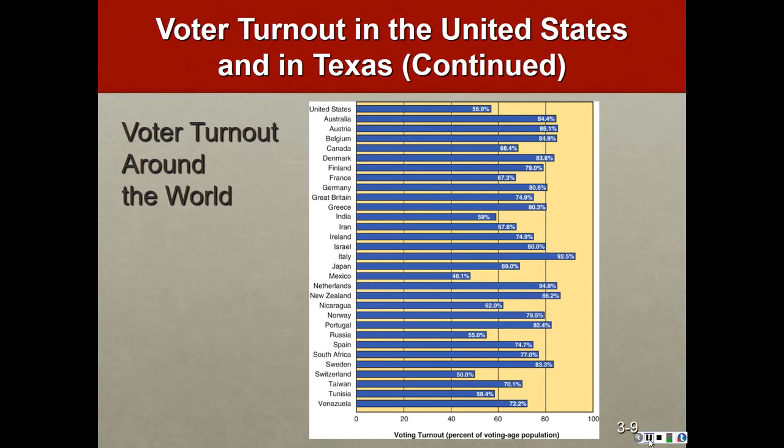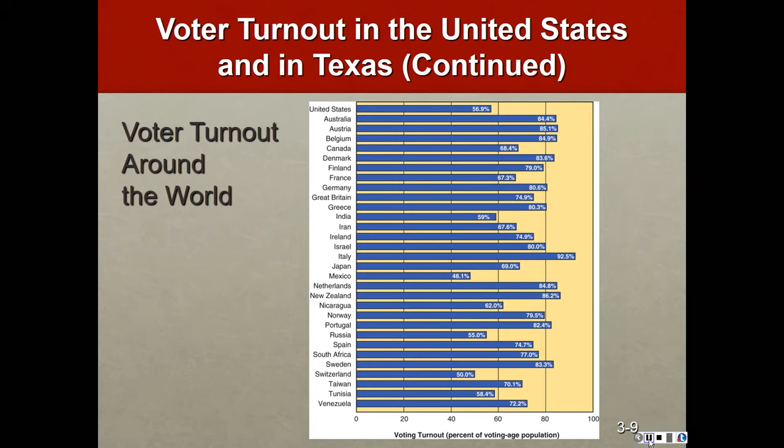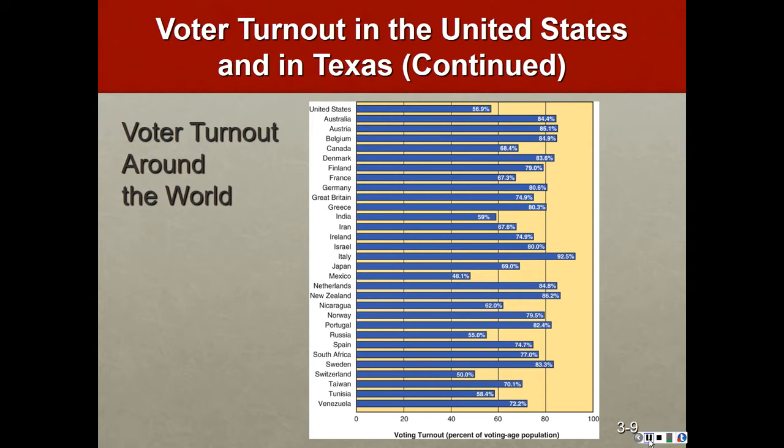I say that if you look at who's the highest, Italy, 92.5% of their voting age population will turn out to vote. Even Australia, Austria, Belgium, they're close to 85%. Denmark, close to 84%. Germany, 80%. Greece, 80%. Italy, 80%. Did I say Israel? I meant to say Italy the first time if I said Israel.